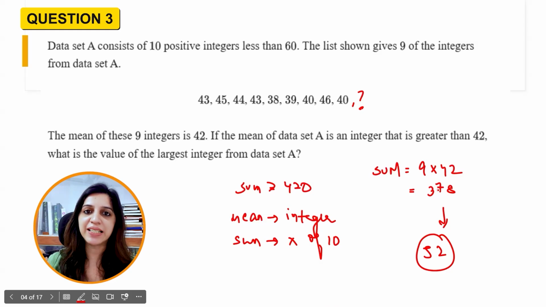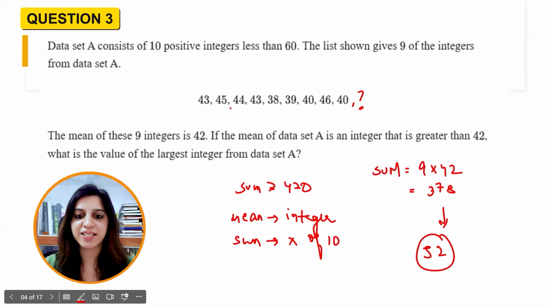The mean becomes an integer. I get 430, and then the mean is an integer. It's 43, and it's greater than 42. It's an integer. All the conditions are satisfied. Yes. So my answer is 52. And of course, it will be the largest integer in dataset A, because I don't see any number greater than 52 in this data set.